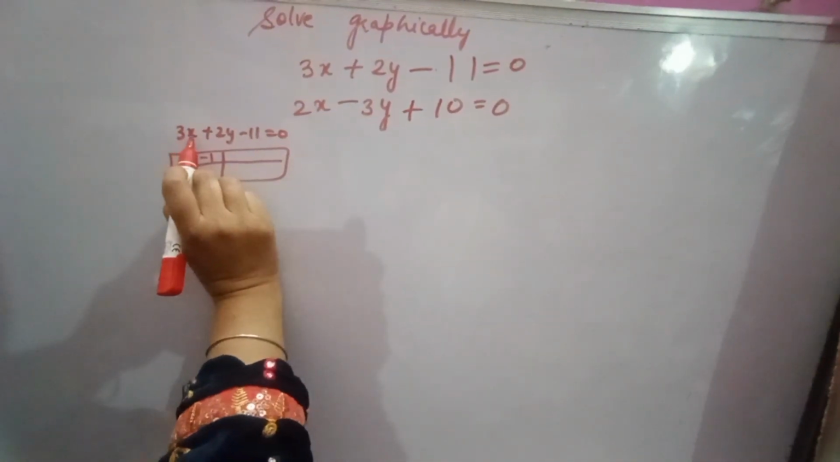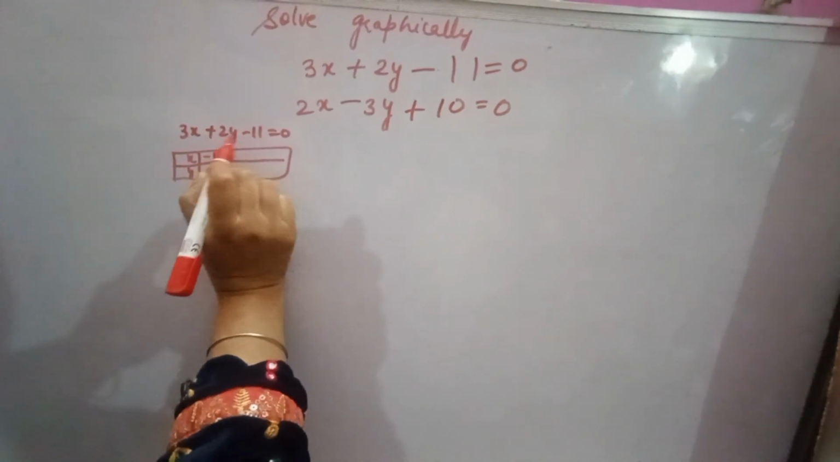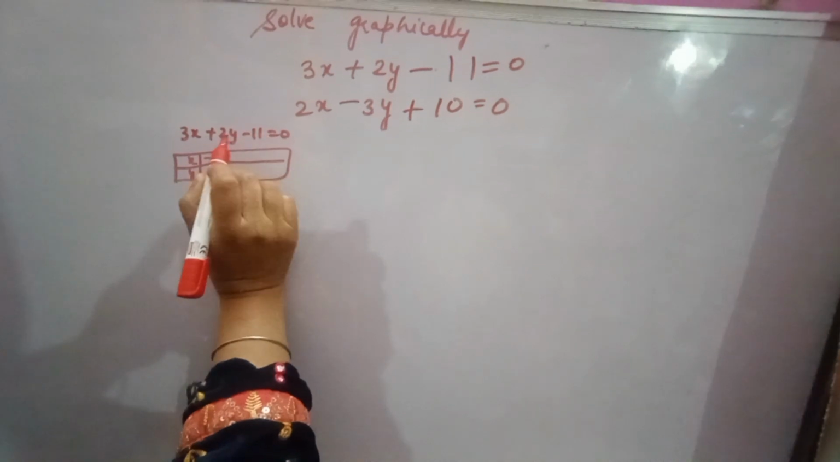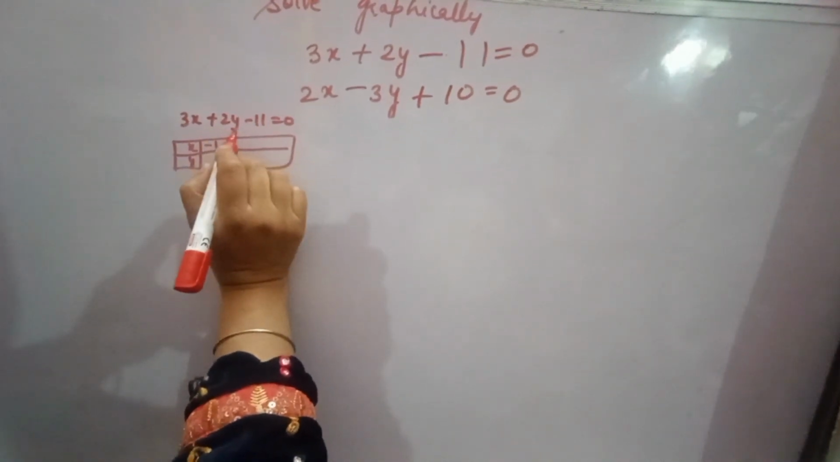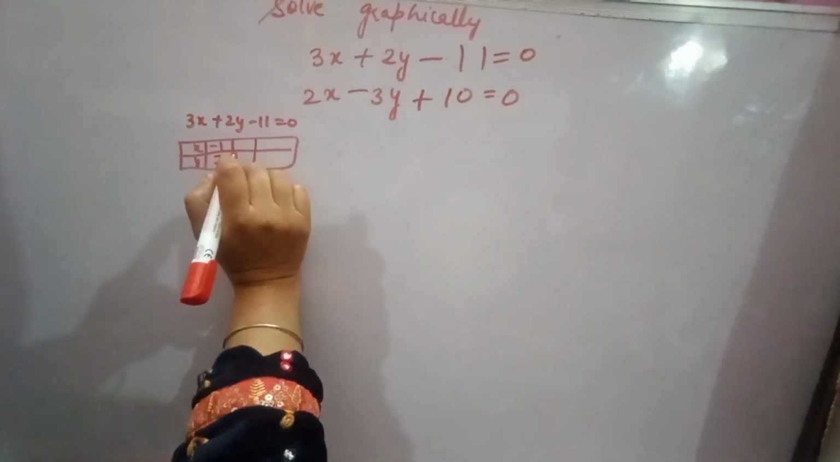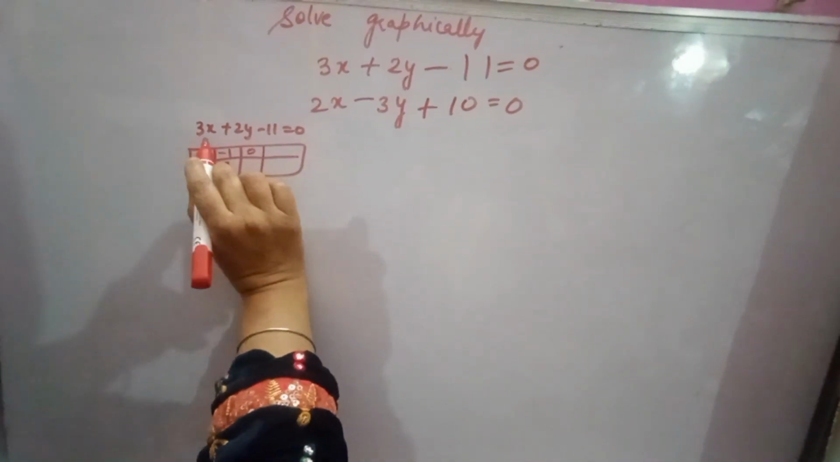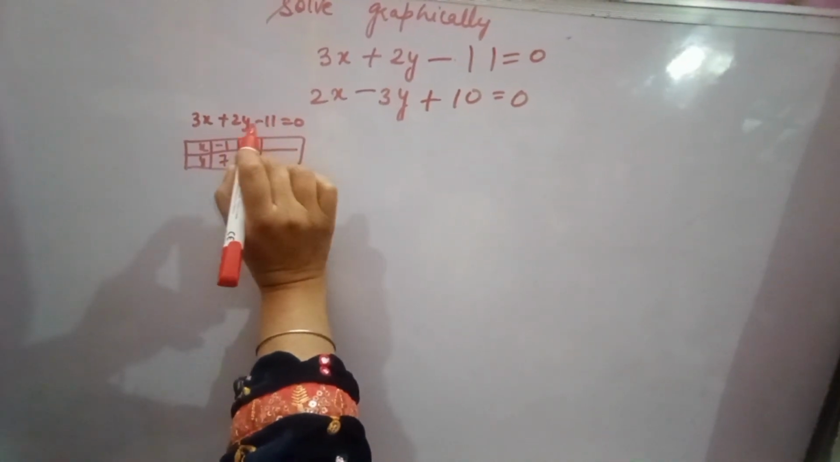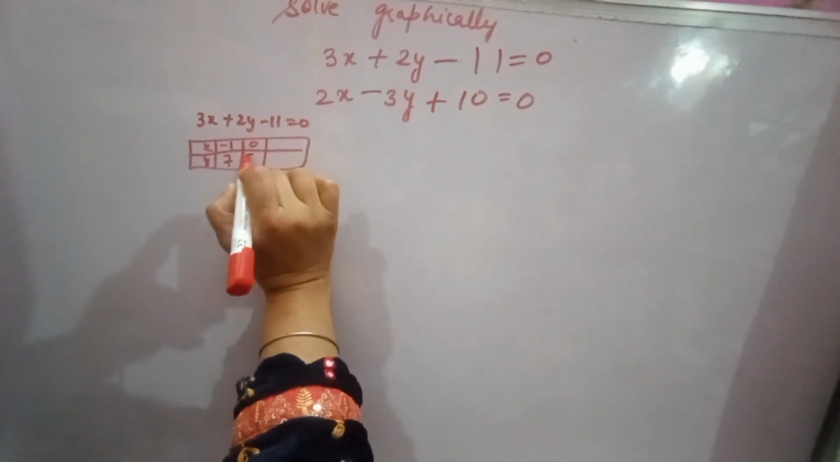So 3 into minus 1 is minus 3. Minus 11 minus 3 is minus 14. It will go that side, it will become plus 14. 2y is equal to 14, so y will come 14 over 2, that is 7. Then second value, you will get x is equal to 0. When x is 0, 3 into 0 is 0. 2y is equal to 11, y will come 11 over 2, that is 5.5.